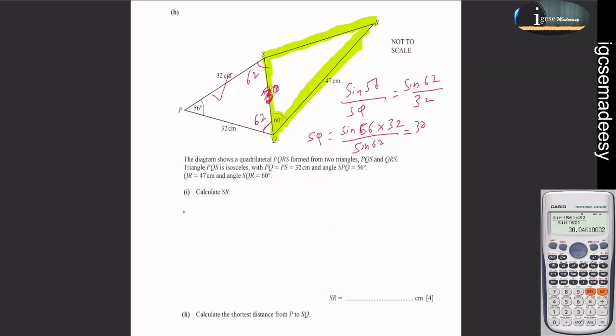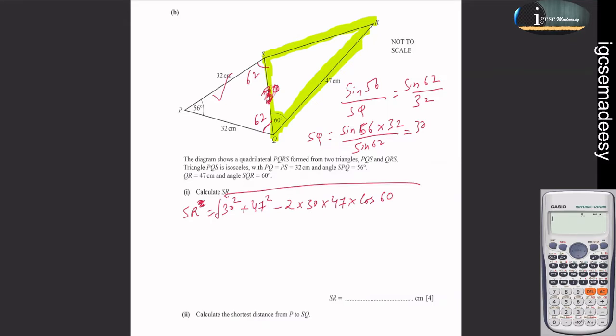So the cosine rule says that C square, that is SR square, equals A square, that is 30 square, plus B square, which is 47 square, minus 2 times A times B times cos of the in-between angle 60. The formula is A square plus B square minus 2 times A times B times cos of the angle in between the two sides, 60 here. So if I solve this, I have to take out the square, so I have to put the root on this one.